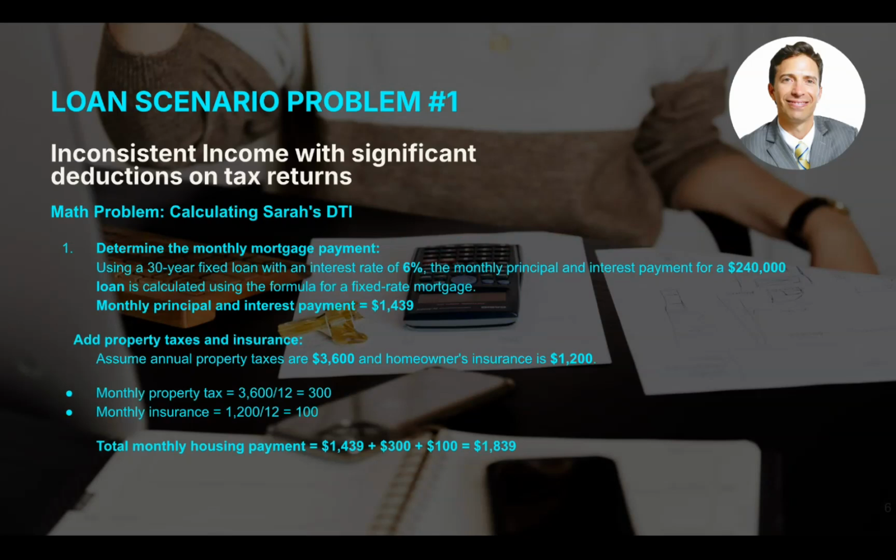Right now, we're going to have a total monthly housing payment that equals $1,439 plus the $300 for the property taxes plus $100 for the insurance, and we're going to get a total of $1,839.